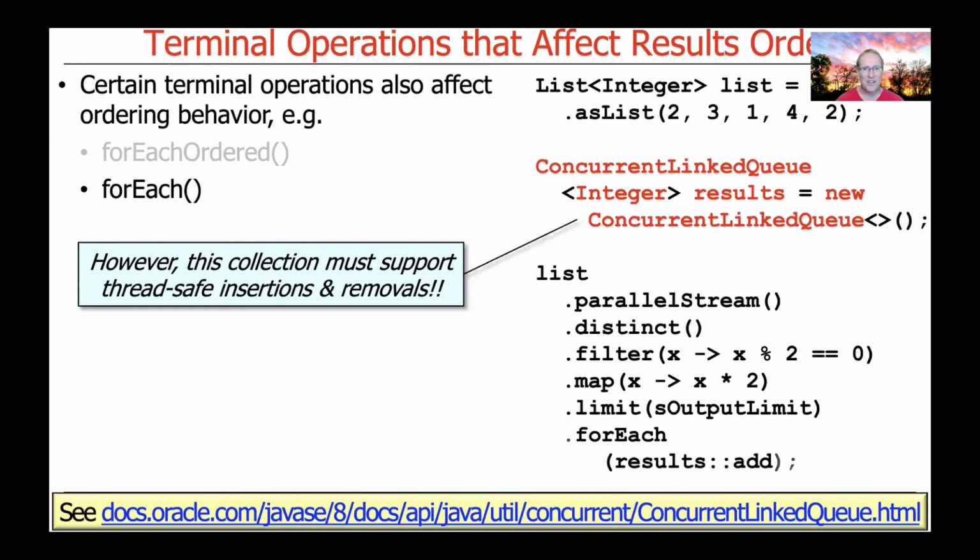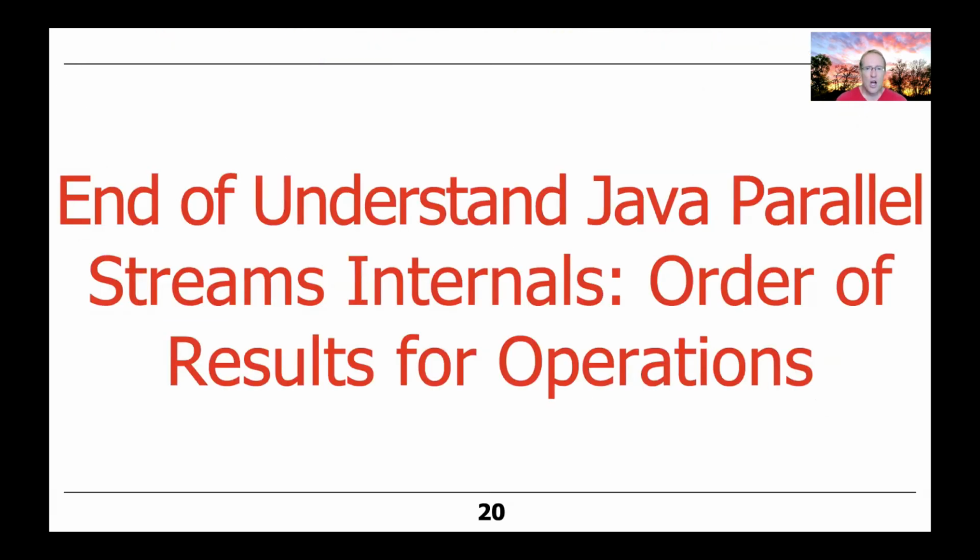And also be aware that if you start using forEach in a parallel stream, you've got to make sure that whatever you're storing into has proper thread-safe semantics for insertions and removals. In particular, you need to do correct synchronized and thread-safe insertions. Otherwise, chaos and insanity will break out. So that's the last discussion about the ordering of the results.